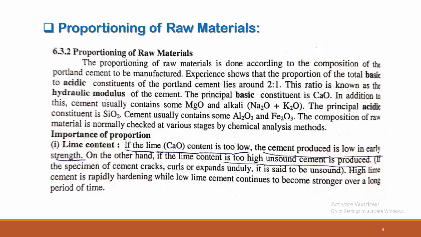We can see the importance of the raw material proportion. First is the lime content, that is calcium oxide. If the lime content is too low, what will happen? The cement produced is low in early strength. That means the strength of that cement becomes low if the lime content is too low. On the other hand, if the lime content is too high, unsound cement is produced. So the proportion of lime and silica is very important, and it plays an important role in the manufacture of Portland cement.